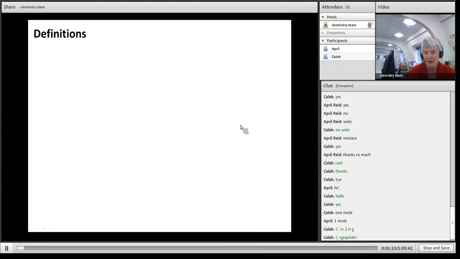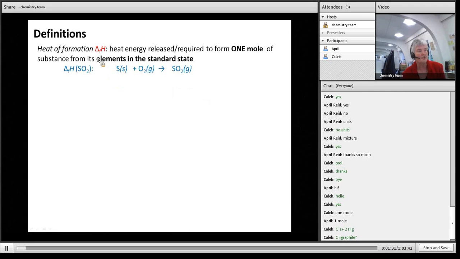So, correct Caleb, methane is made out of carbon and hydrogen, and you have to state the allotrope of carbon, and in this case it's graphite. The standard state for carbon is graphite. Okay, so heat of formation, it's always 1 mole. So heat of formation of sulfur dioxide, I only have sulfur dioxide on the right-hand side, and I only have elements on the left-hand side, and the elements have to be in their standard state.